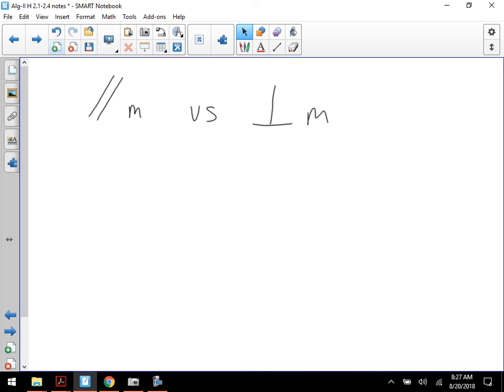About to ask you if you know what those symbols stand for. Parallel and perpendicular, good. Now, parallel slopes are what? If two lines are parallel, what are their slopes? They're the same. Parallel lines have same slopes.